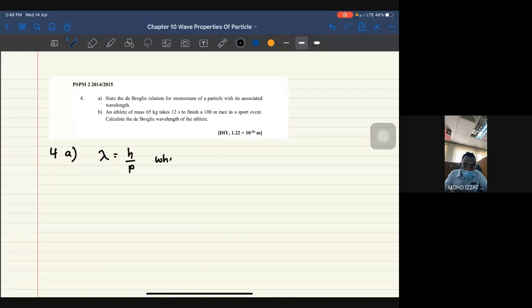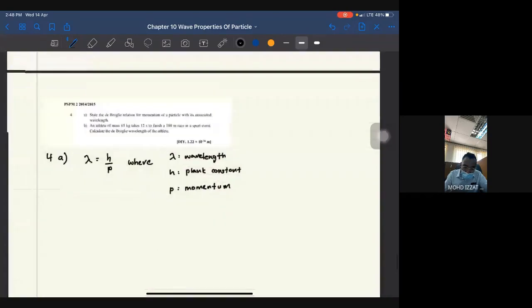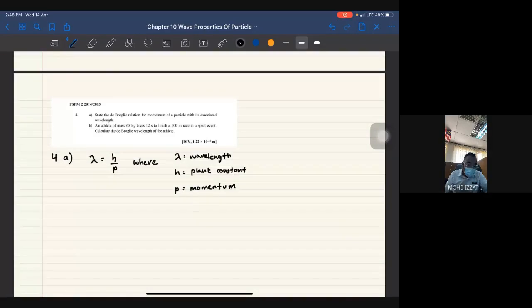Okay, just to be on the safe side, just write where lambda is wavelength. Sometimes dia ada markah, sometimes dia tak ada markah. H is Planck constant. And P is the momentum. Okay. Now question B, 4B. An athlete of a mass 65 kg takes 12 seconds to finish a 100-meter race in a sports event. Calculate the de Broglie wavelength of the athlete.